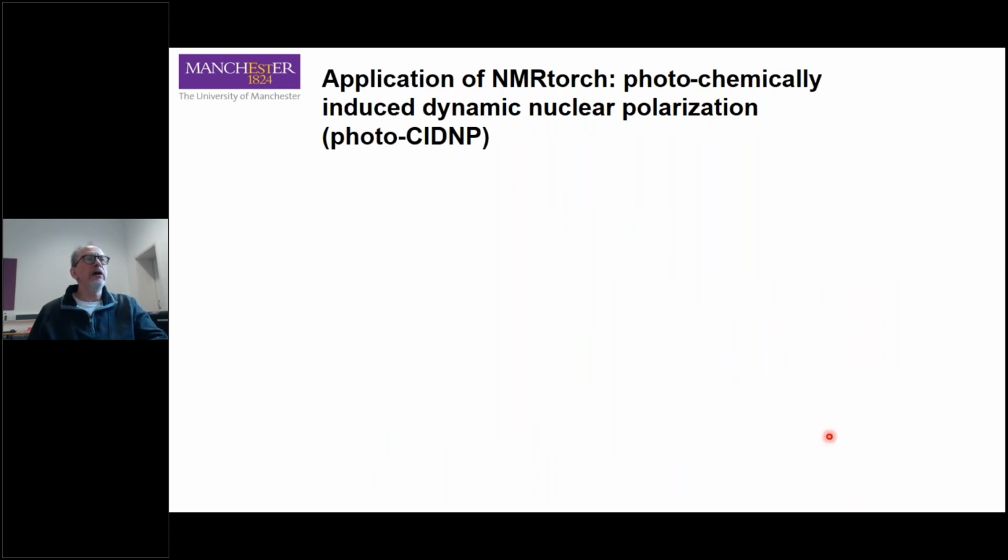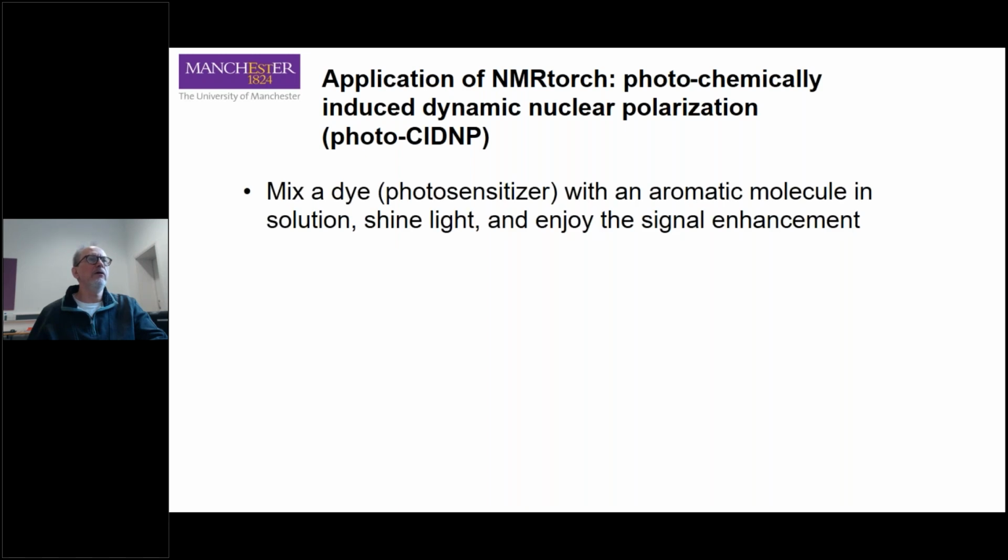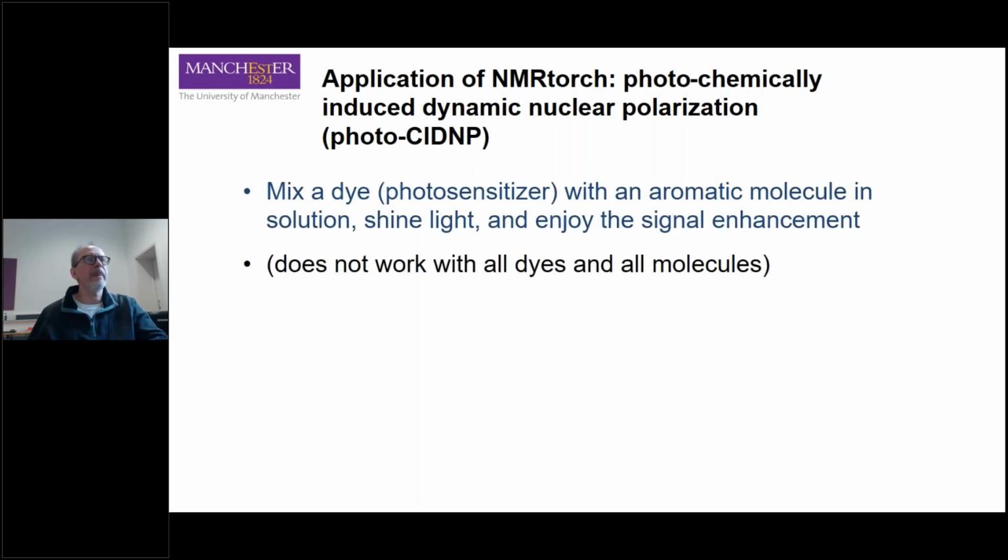Let's have a look now at some applications of NMR torch for different typical photo NMR tasks. Let's start with the photochemically induced dynamic nuclear polarization, or photo-CIDNP for short. The principles look simple. You just mix a suitable dye with an aromatic molecule in solution, shine light, and enjoy signal enhancement, either positive or negative.